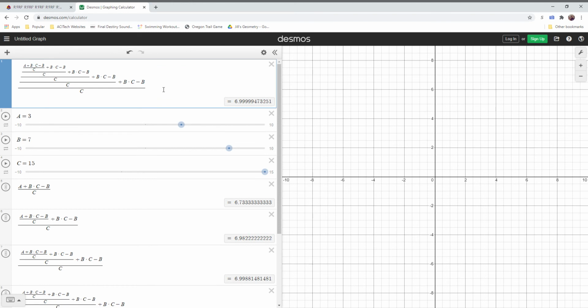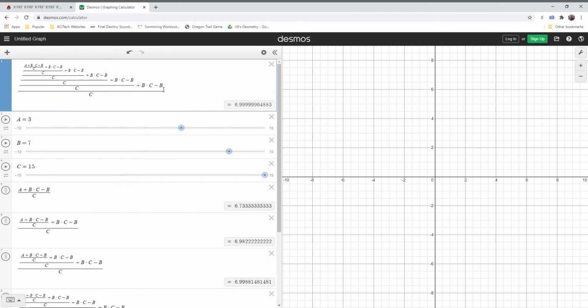We're going to take this fella, and once again, we're going to add b. We're going to multiply that fella by c, cancel out the b, and then divide all of that remaining stuff by c. And let's take a look at the result. We got 6.99999, etc. Now, that 6.999 is very, very close to b.